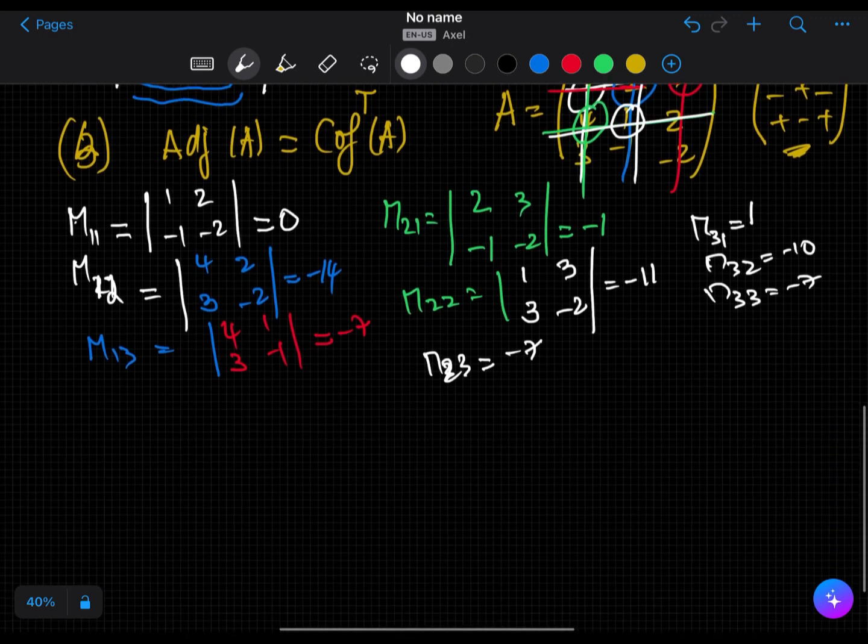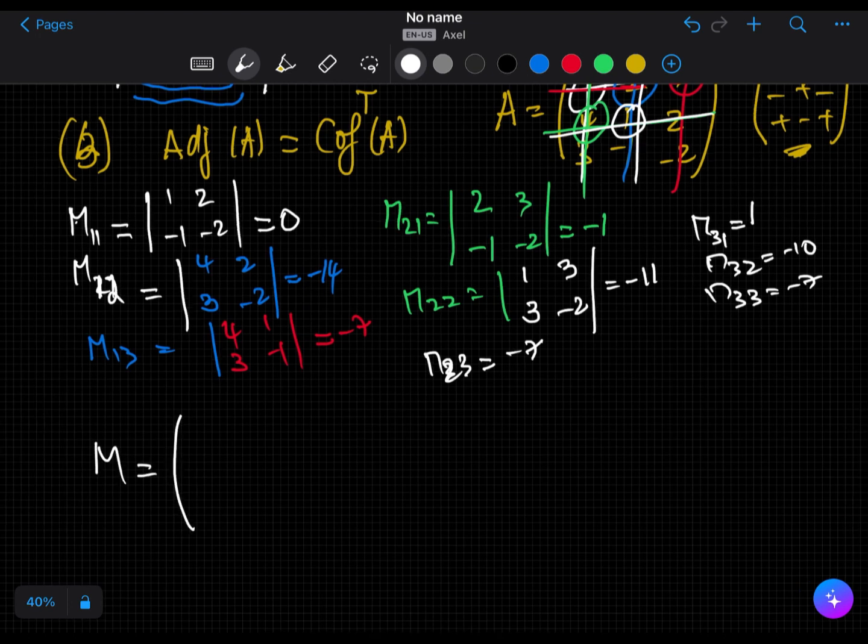So having all these elements, I can therefore build the minor matrix of A. So I will have that the minor matrix will be 0, minus 14, minus 7, then minus 1, minus 11, minus 7, 1, minus 10, minus 7. So this is the minor.